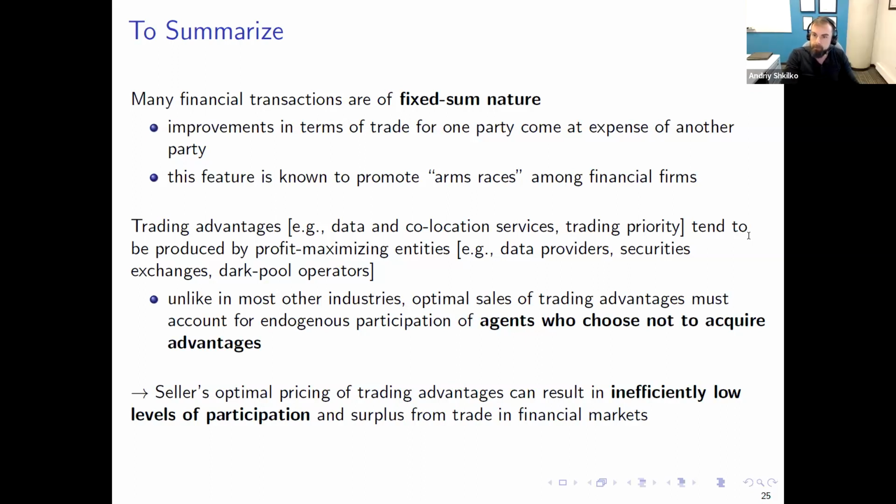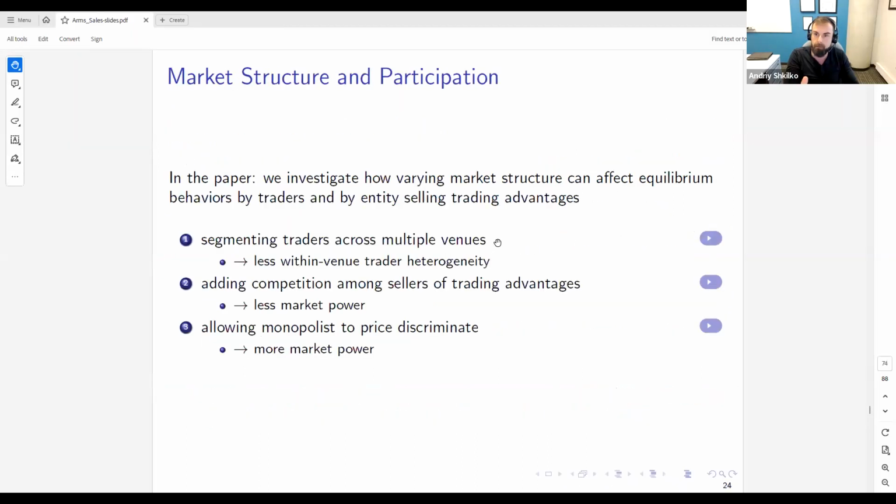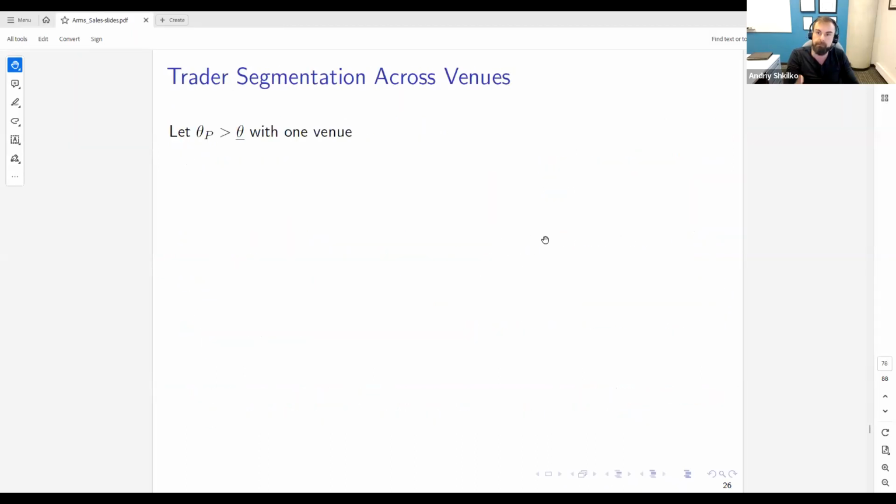Was hoping to ask for a quick clarification on that case that you mentioned at the very end, when we have multiple competing, let's say, exchanges selling technology. I'm guessing the logic there is that these exchanges sell technology to compete with each other for volume.